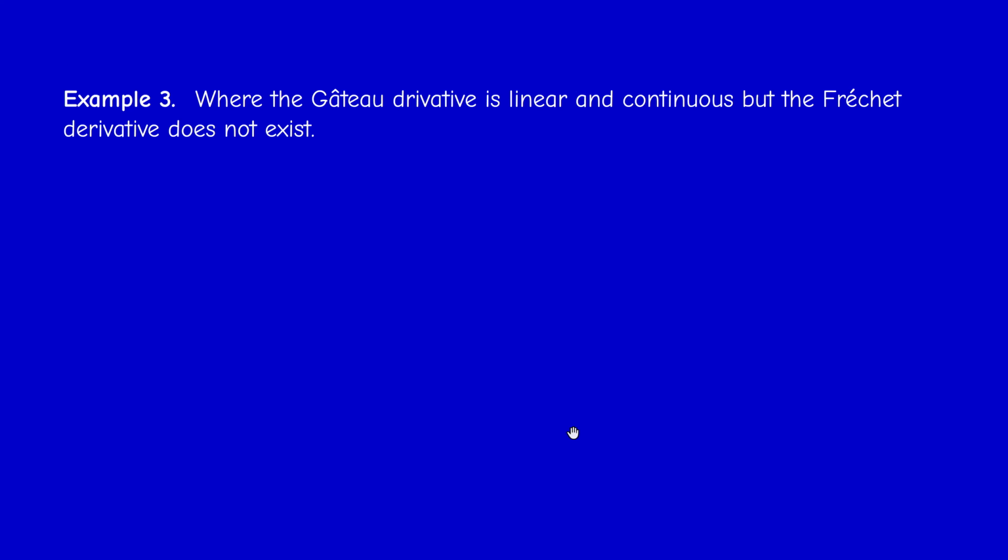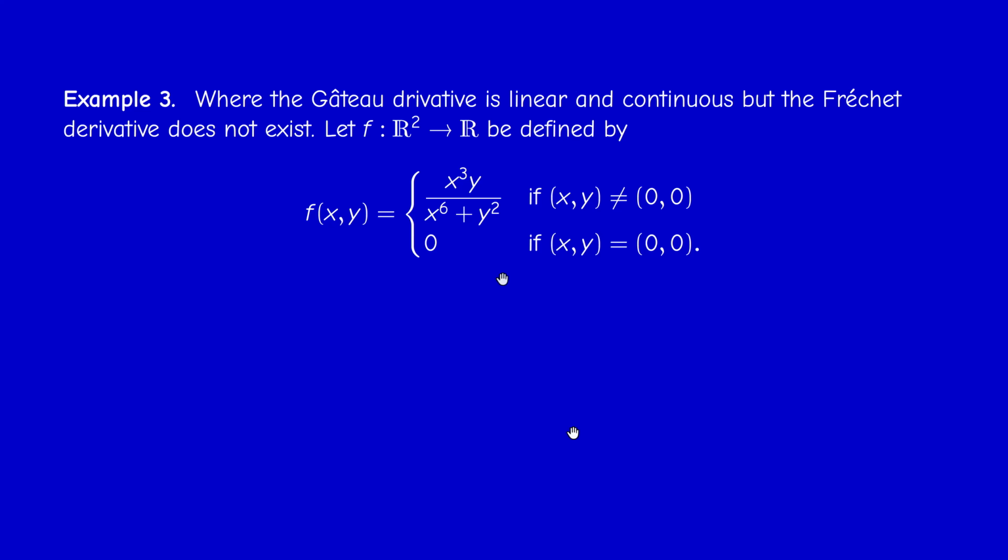Last example: where the Gateau derivative exists and is linear and continuous, but the Frechet derivative still does not exist. Okay, this is the example. A function of two variables. f of (x, y) equals x cubed y over x to the sixth plus y squared away from 0, and at 0 it's 0.